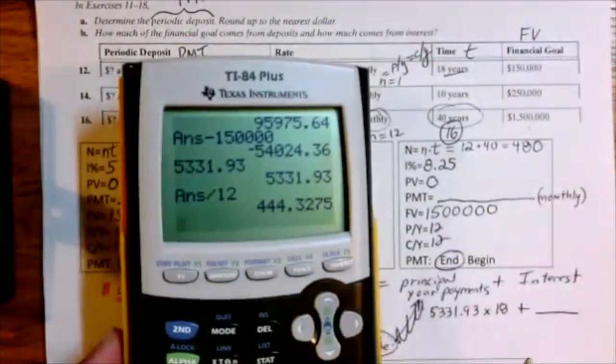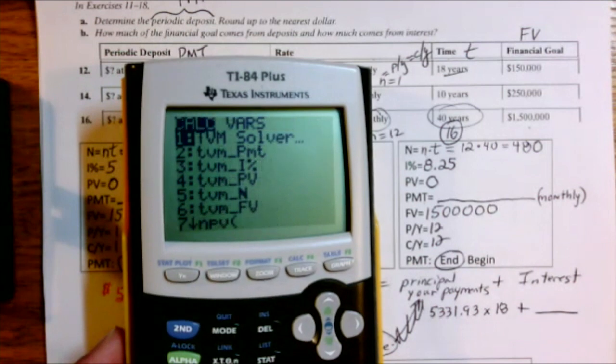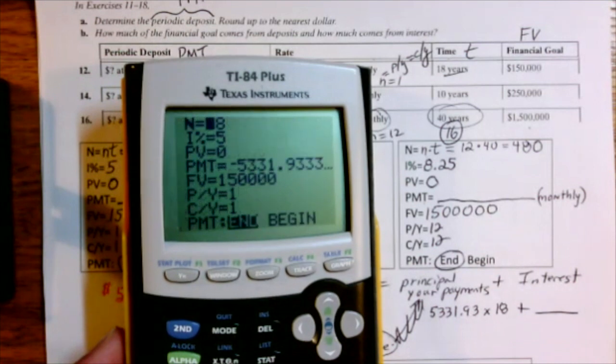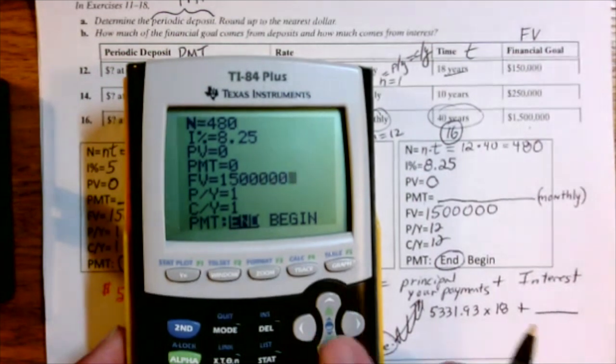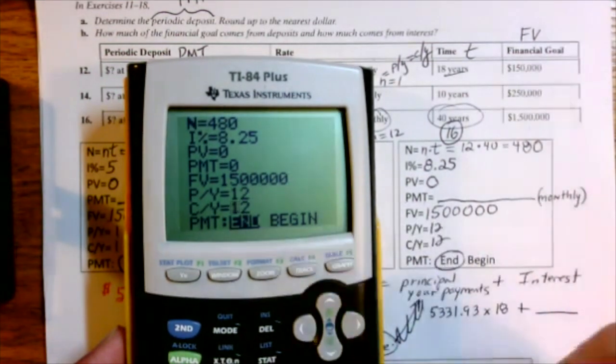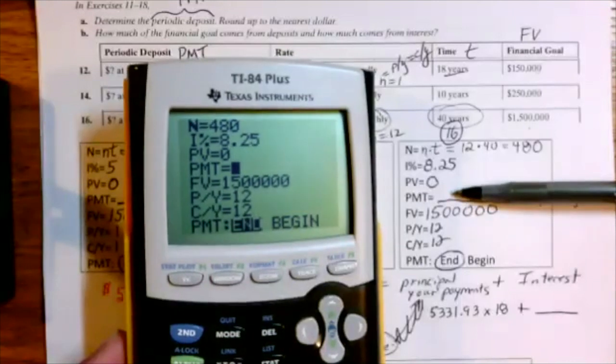Get out your TVM solver. And I see we need to do some more of these, so we'll do the one in the middle as well. 480, 8.25, 0. I'll skip the payment. 1500000, and then change these numbers to 12. So this is what everything looks like before you go and calculate the payment.